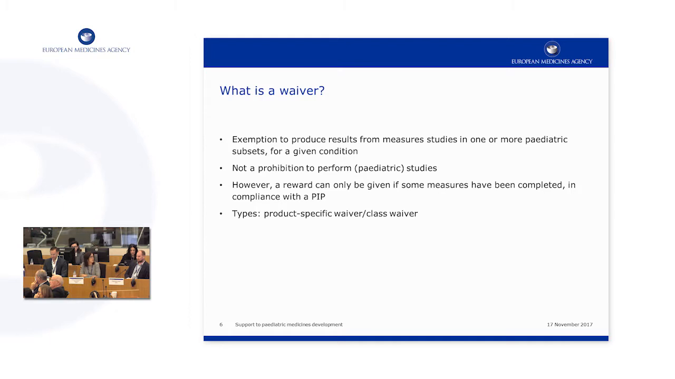There are two types of waivers. One is a product-specific waiver, which the name is self-explanatory, and there are also class waivers. A class waiver applies to all products aimed at a particular condition. Examples of class waivers are, for instance, products aimed at treating Alzheimer's disease or at treating breast carcinoma. These would be products that could be granted class waivers.